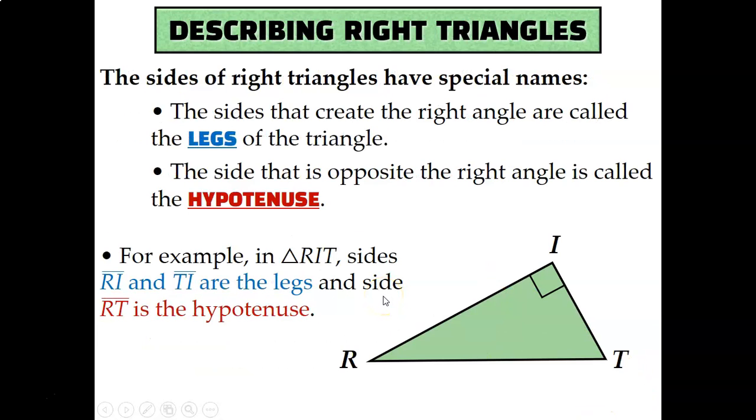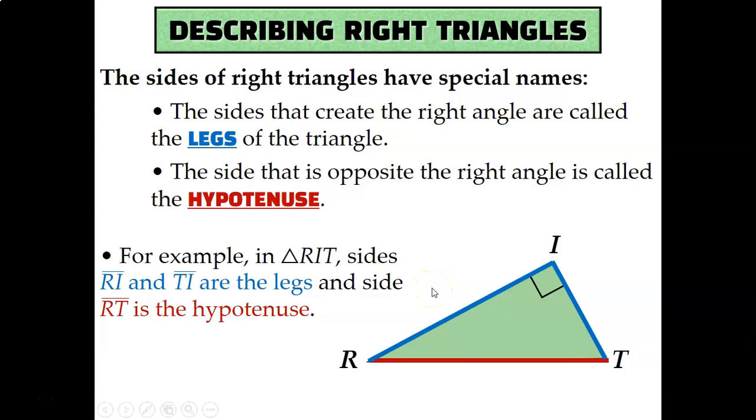For right triangles, we get special names for our opposite and adjacent sides in relationship to the right angle. The two sides that create the right angle are called the legs of the triangle. So RI and TI would be the legs of this triangle, because those are the sides that make the right angle. And the side across from the right angle, the one that doesn't create it, is called the hypotenuse.